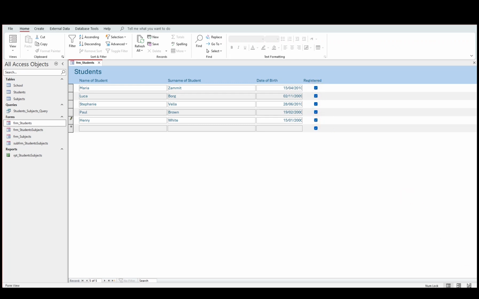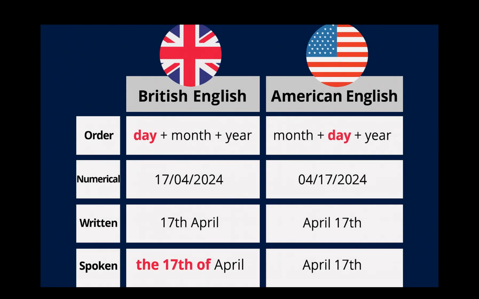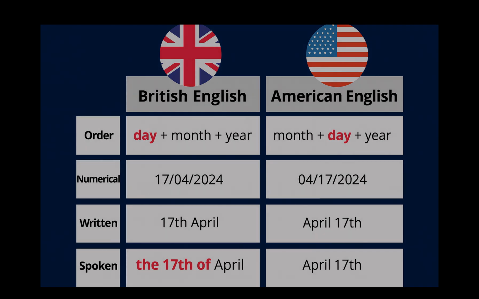One final useful setting helps us ensure that data is written in the same way by all users. For example, different people write dates in different ways. Some write numbers, some write text, some put the day first, while others put the month first. To keep everything consistent, we can create a pattern that everyone must follow.